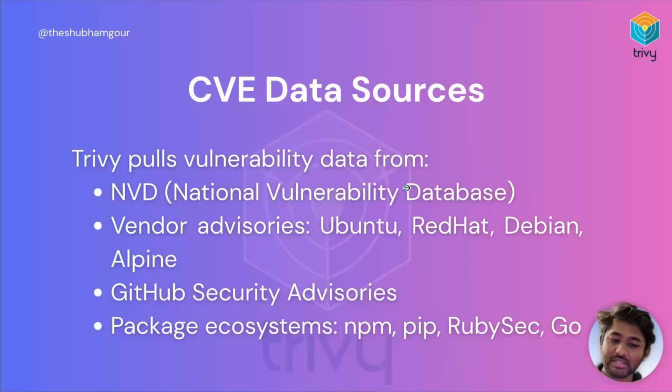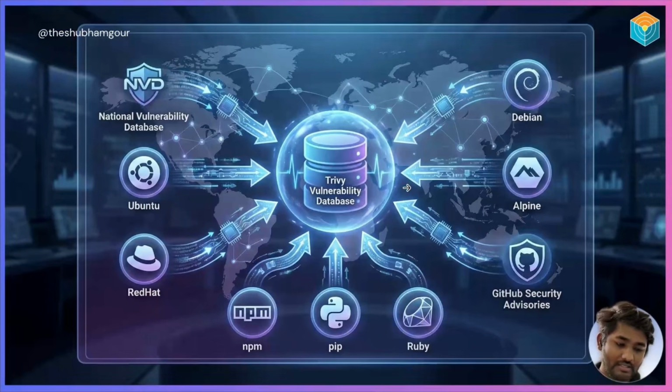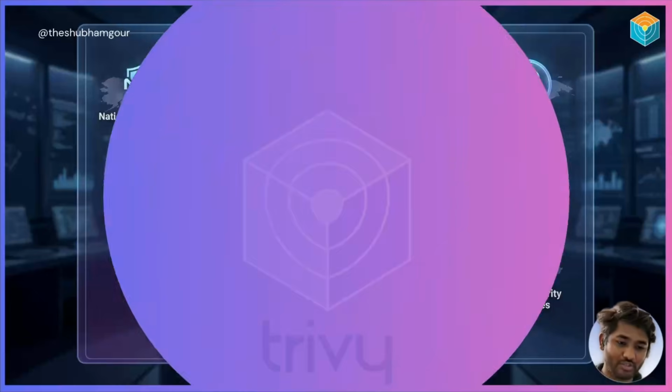Now what sources is it taking from? Basically vendor advisories, GitHub security advisories, package manager, operating system, national vulnerability databases. So these are all the sources where the Trivy database is taking the reference from, and it is storing in one single place. So whenever you are running your Trivy scan, this database is being taken as a reference where it pulls from all the related data sources.